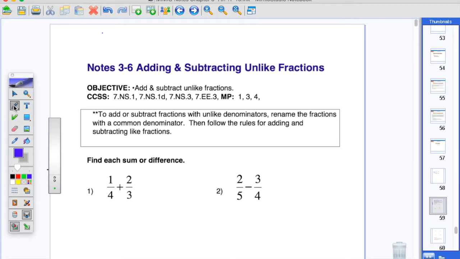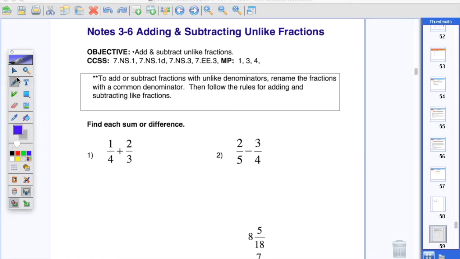The Common Core State Standards and the mathematical practices are listed. So it says to add or subtract fractions with unlike denominators. We're going to rename the fractions with a common denominator, then follow the rules for adding and subtracting like fractions. So it says find each sum or difference. Number 1 is 1/4 plus 2/3.